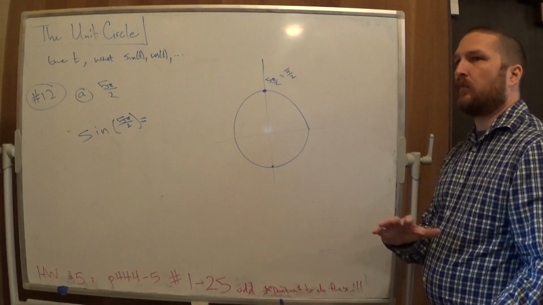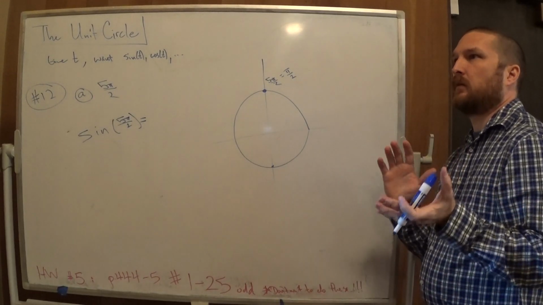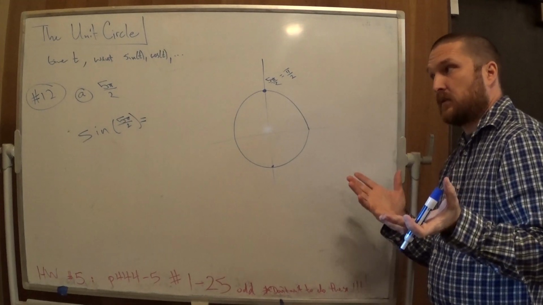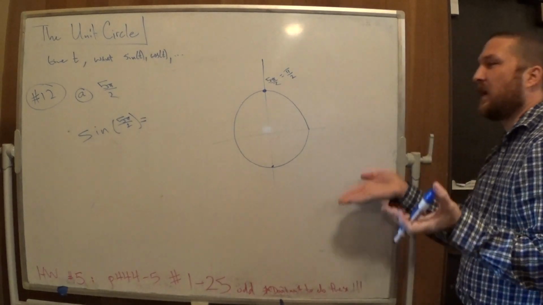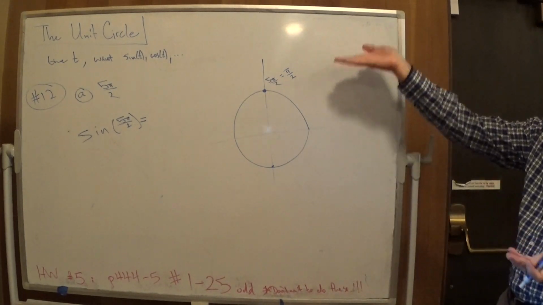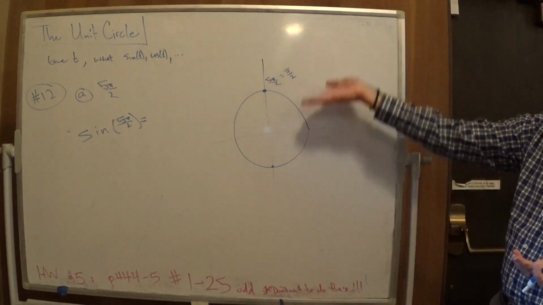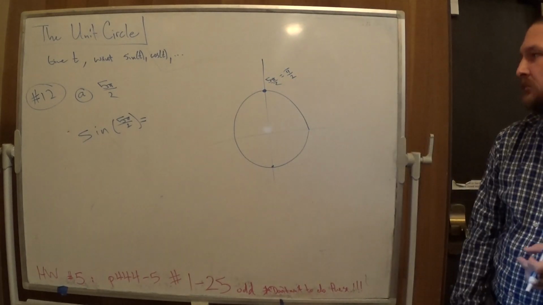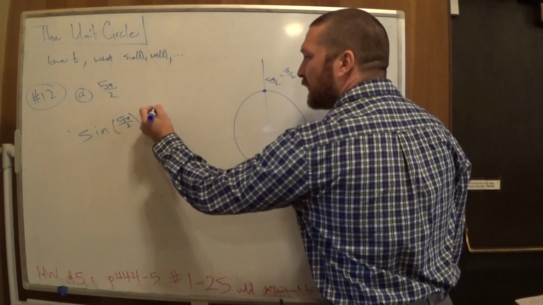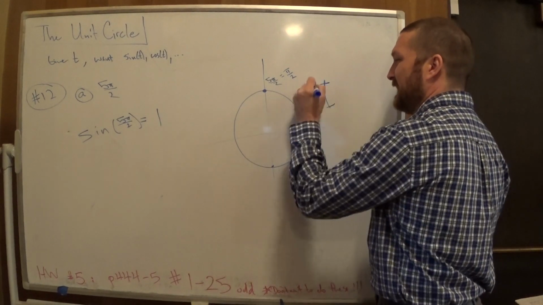Sine is which value, the x or the y? It's the y. It's the height. I don't think about it as x and y, I think about it as the height. So what is that height right there? It's 1. You're on the unit circle, right?